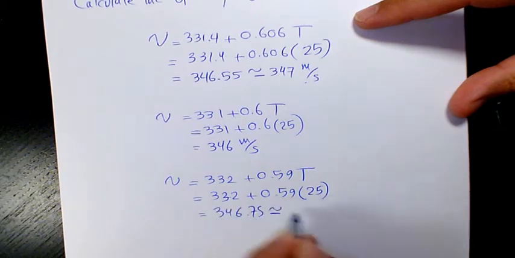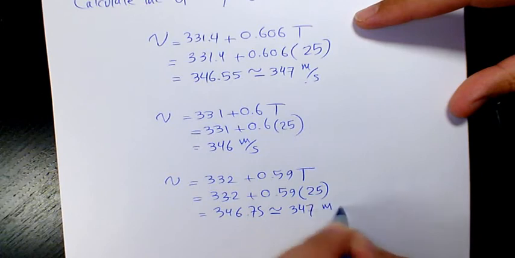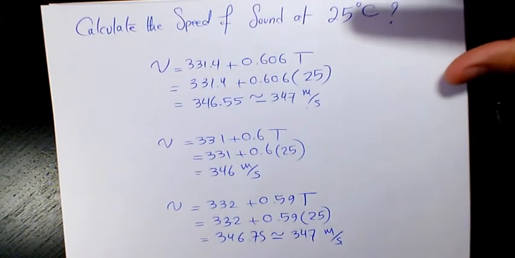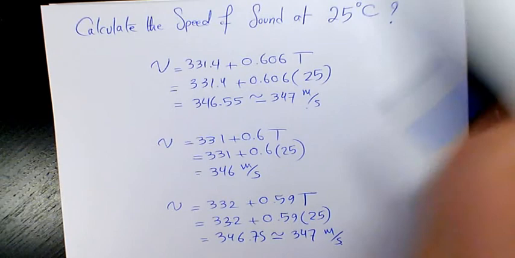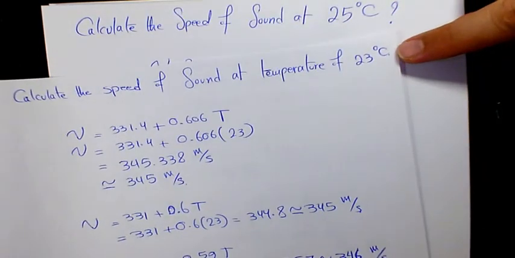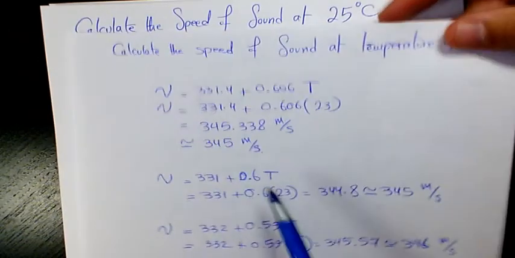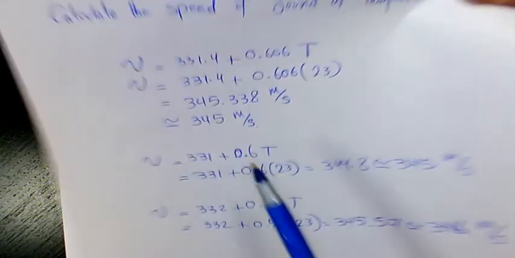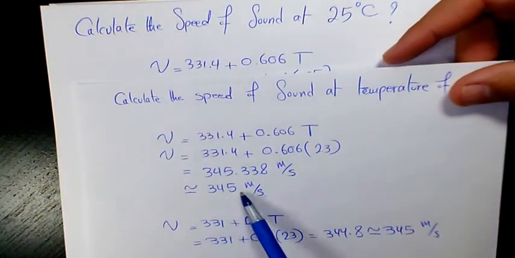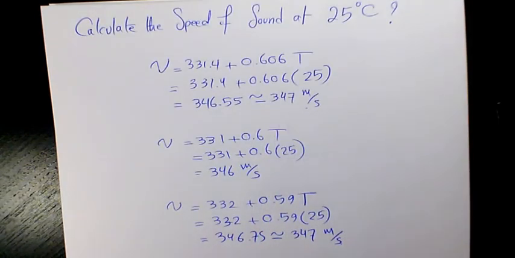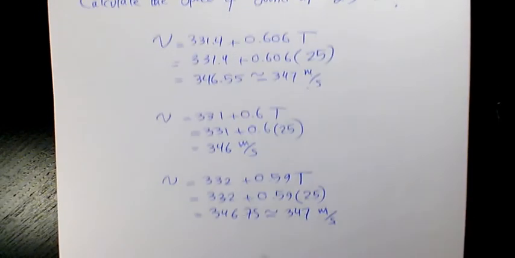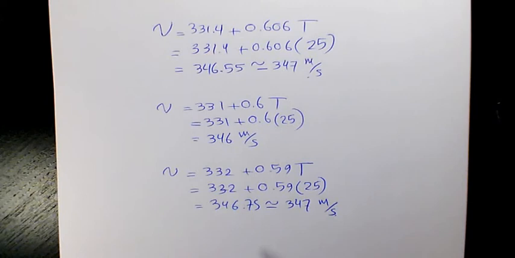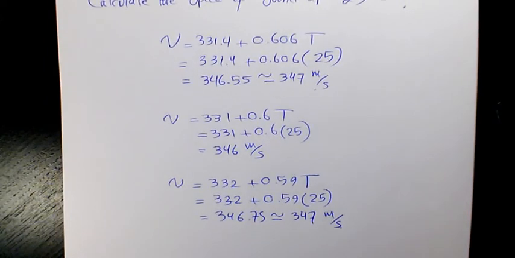Which is going to be almost 347 meters per second. So as you see here, when you increase the temperature from 23 degrees to 25 degrees, the speed of sound is going to increase from 345 to almost 347. So as the temperature goes up, the speed of sound goes up as well.